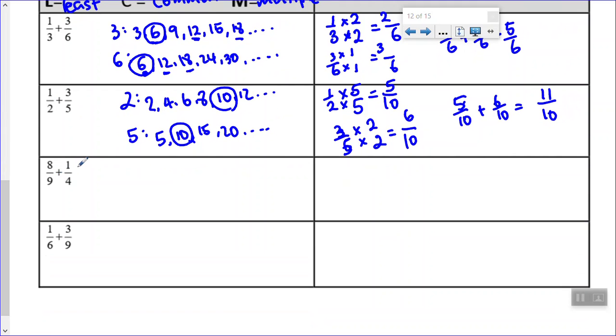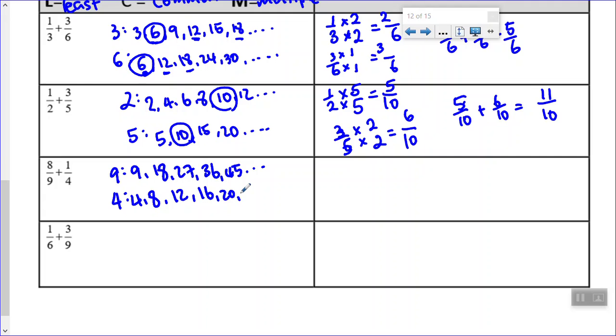8/9 plus 1/4. Find the LCM. 9, 18, 27, 36, 45, goes on. 4, 8, 12, 16, 20, 24. You don't have the same number at this point. You have to keep going. 28, 32, 36. Now you can find the LCM is 36.